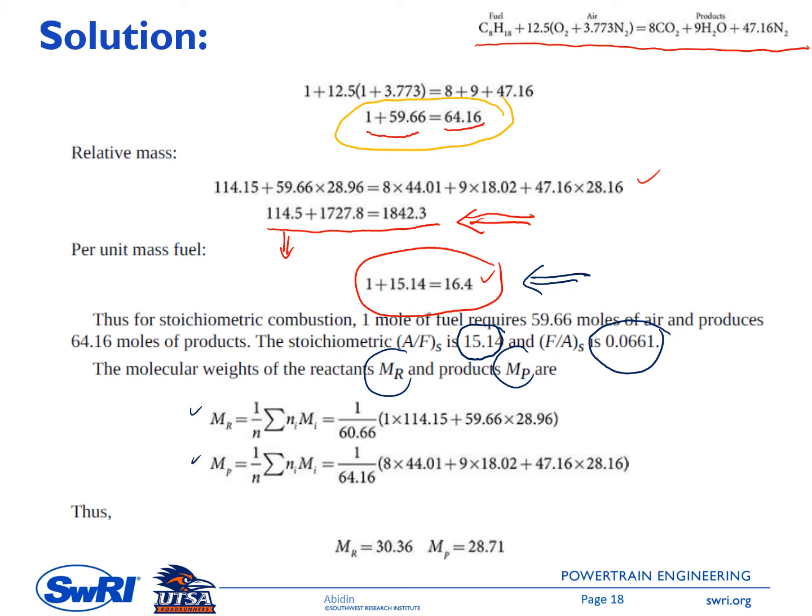And then the molecular weight of the reactant, Mr, and the product, Mp, can be calculated by using this formula. I think this is available in Thermo 2. In this case, you sum up the mole number for each species in the reactant times its molecular weight, and then divide by the total mole number of the reactant. So in this case, we have Mr of 30.36 kilogram per kilomole, and then Mp is 28.71 kilogram per kilomole.